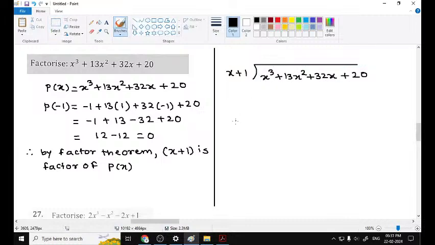To find the first term in the quotient, x cube upon x gives x square. Multiply this x square by both the terms in the divisor. This is x cube plus x square. Change the signs. This will get cancelled. Ignore this sign; signs are different, so subtraction. No number is here, means there is 1. 13 minus 1 is 12. Bigger number is positive, so the answer is positive.